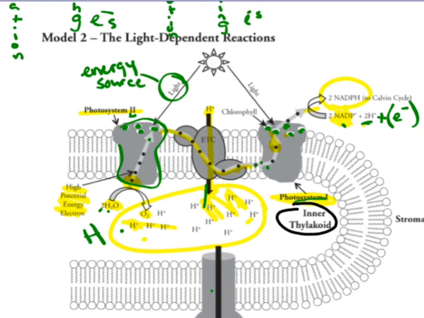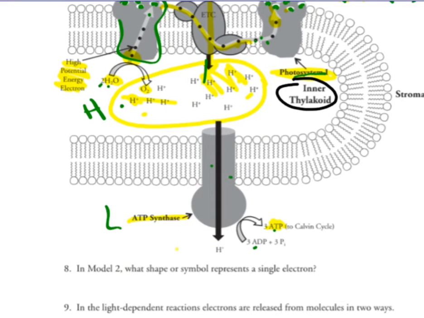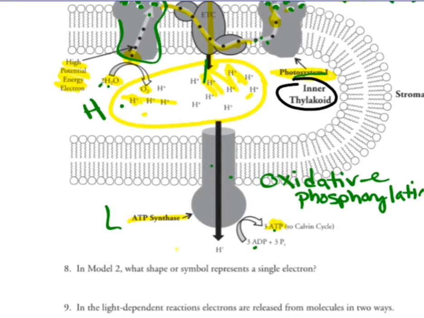This is called oxidative phosphorylation. This process with ATP synthase is oxidative phosphorylation. Okay, because what is driving it is the electrons moving, right?